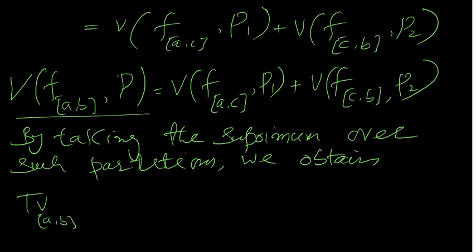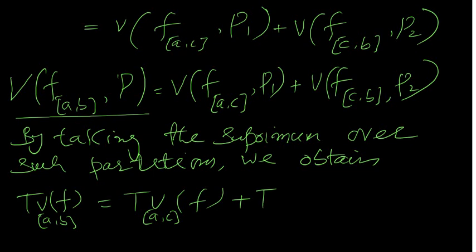Let's fix it, because here we changed the intervals. It's equal to the total variation of f over the interval AC plus the total variation of f over the interval CB. So this we have seen.